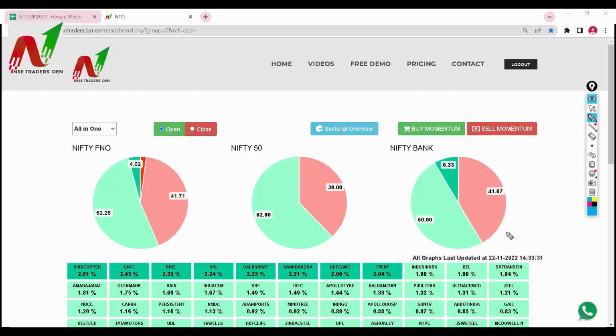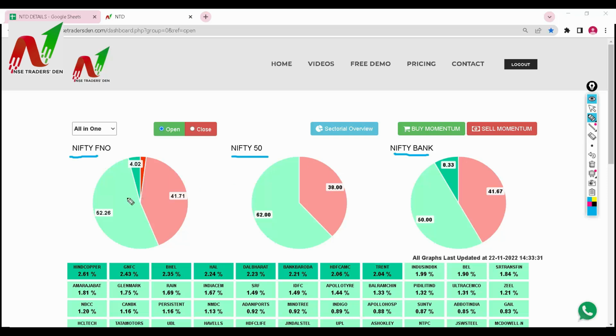Hey traders, in this video we are going to talk about how to select stocks for buying and selling with the help of NTD. Once you log into the NTD website, you can see on the dashboard you have three pie charts given here. First one is about Nifty FNO, then you have Nifty 50 and then you have Nifty Bank. All these three pie charts combine of different stocks.